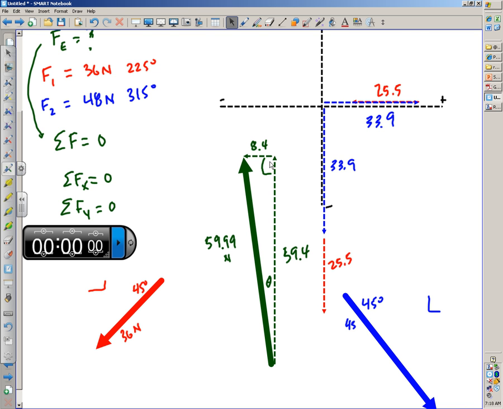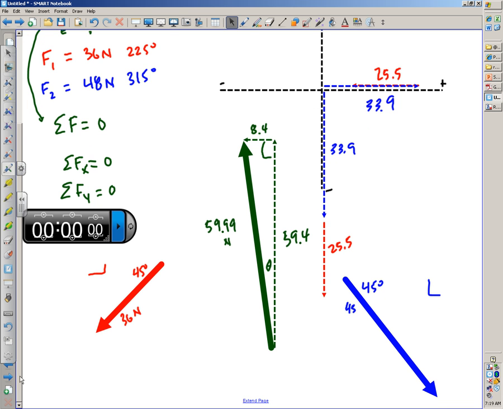Okay? Now, we know a bunch of things about this triangle. So there's a lot of ways that we can figure out what that angle should be.